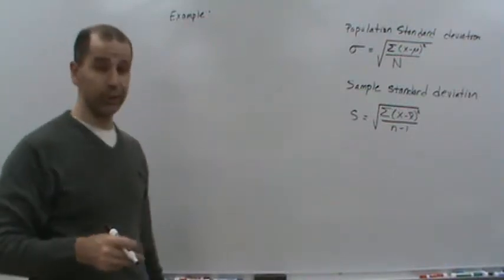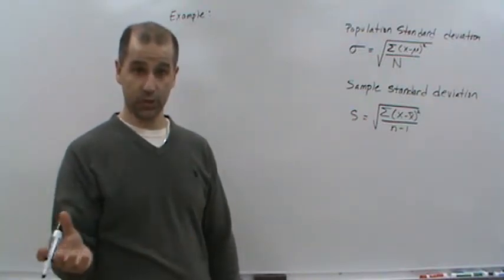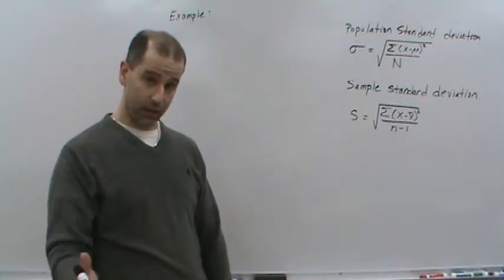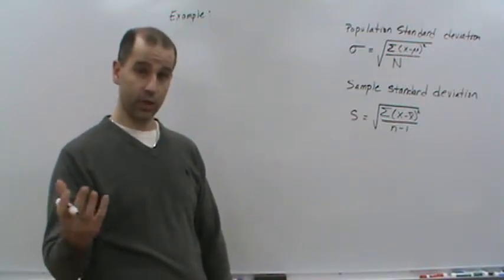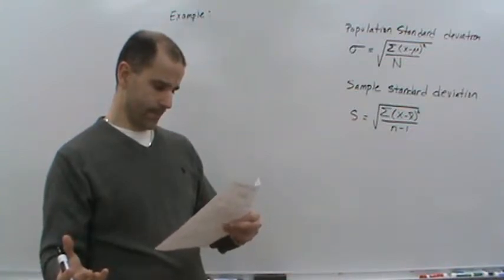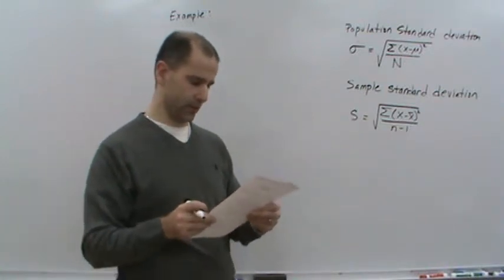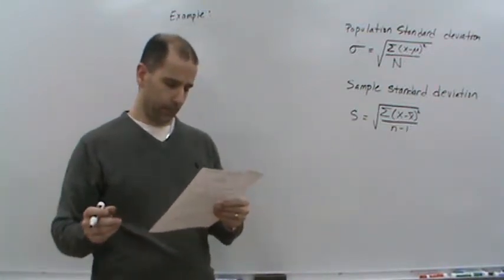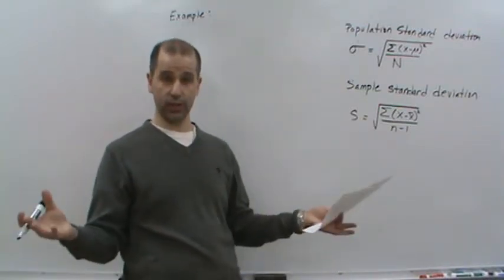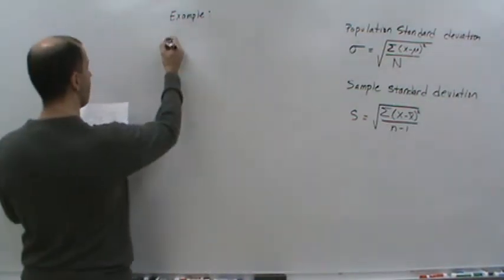Actually, this would be the population because it's all of the students' ages. So this would be an example where you're calculating the population standard deviation for the students in her class. But let's assume this is a sample, because let's say this is all students that she teaches in this class. So here's the sample.